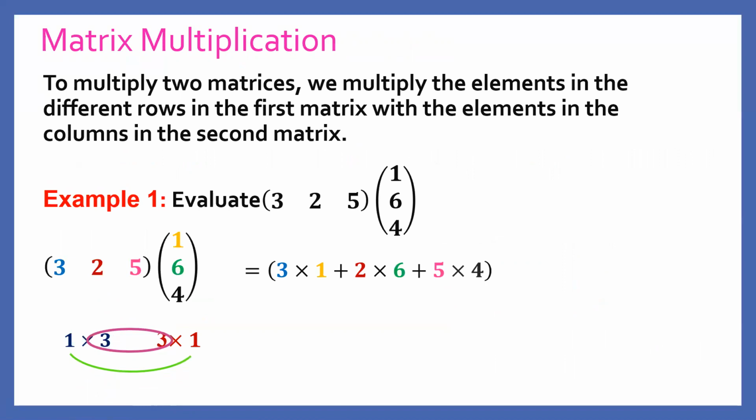Now I multiply the elements in the first row, here I have only one row, by the elements in the first column. So I will get 3 times 1 plus 2 times 6 plus 5 times 4. Simplifying, this will give me 35. Remember, the answer is supposed to be a 1 by 1. A 1 by 1 matrix will have only one element. So I get 35.